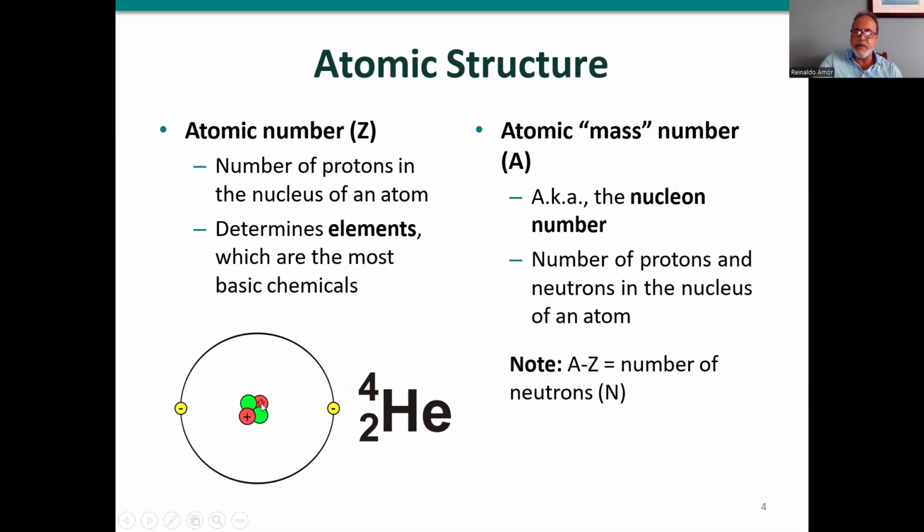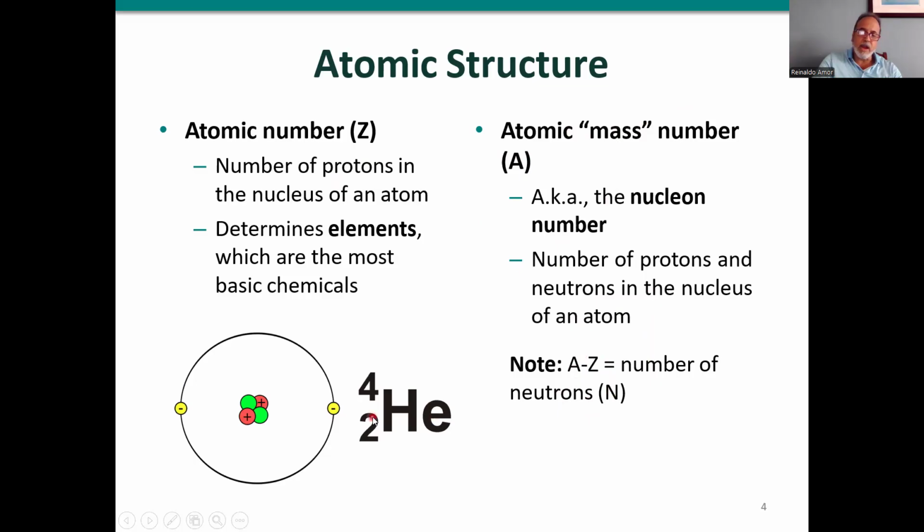And that represents the number of protons and the number of neutrons. And that's 4. We see that here, okay? So you can see that if you want to know the number of neutrons, you have to subtract the atomic number from the atomic mass number. You get the number of neutrons.